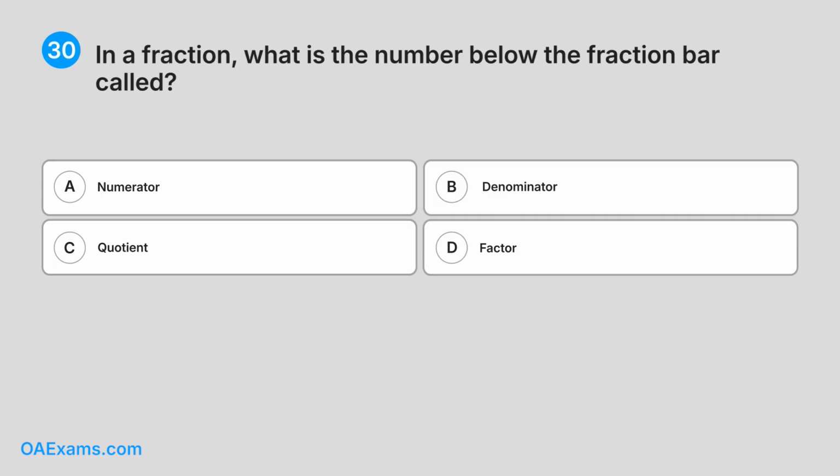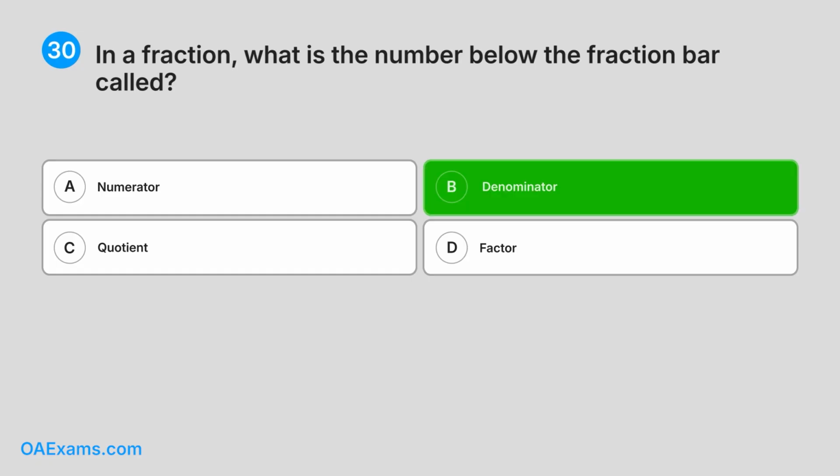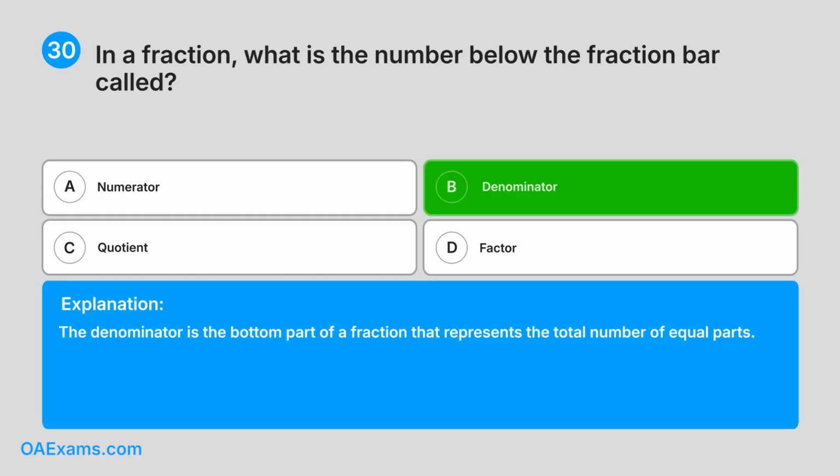Correct answer. B. Denominator. Explanation. The denominator is the bottom part of a fraction that represents the total number of equal parts.